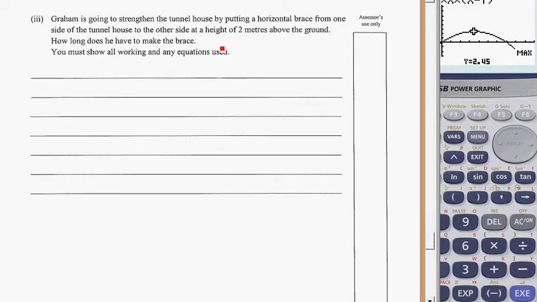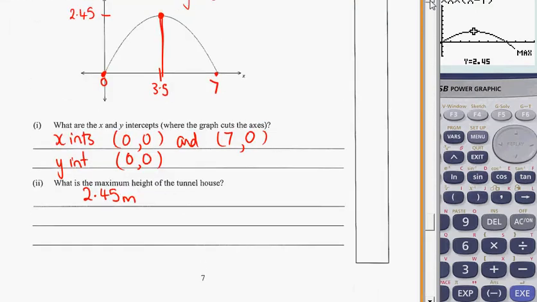Right, strengthen the tunnel house by putting a horizontal brace from one side of the tunnel house to the other side at a height of 2 metres above the ground. How long do we make the brace? So 2 metres above the ground, so we'll estimate that. We'll change colour to show we're answering a different question. We're going to put the brace going from there to there, and we want to know how long to make the brace. Right, this is a fairly tricky question.